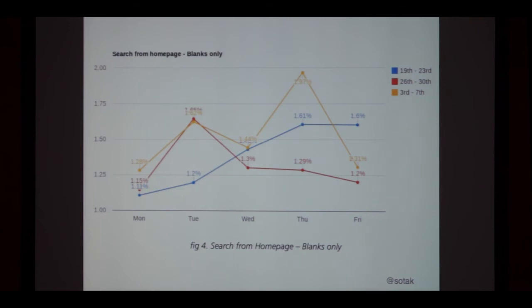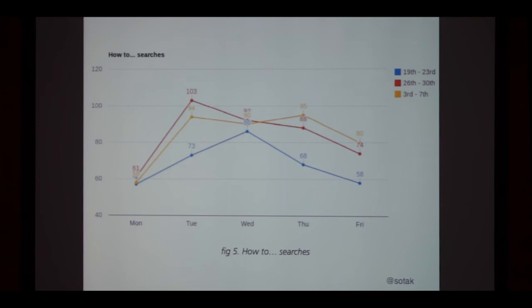These are the blanks, which didn't change much, so we can improve there a little bit. Probably people are still kind of confused with the buttons and things, or they got used to clicking just the button to go to the search blank. And how to search quite improved. This is when the users actually type in something like, how do I do stuff? So it improved a little bit as well.